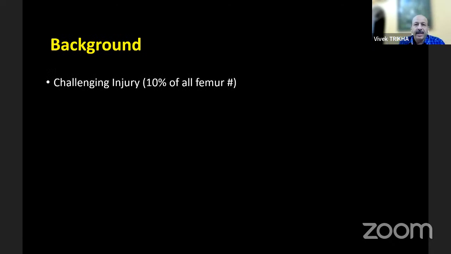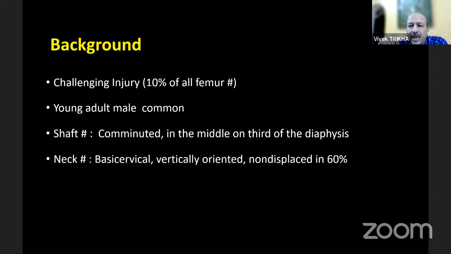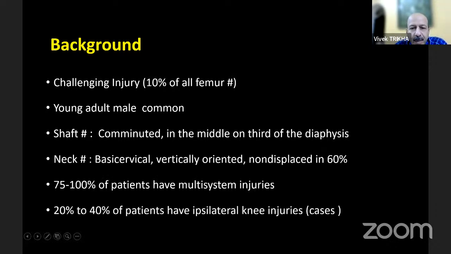It's a challenging fracture. 10% of all femur fractures involve the neck femur or the proximal hip. Young adult males are common. One thing to note is the shaft fracture is comminuted in the middle third of the diaphysis, whereas the neck fractures are basicervical, usually vertically oriented. If you look at their Pauwels angle, it will be more than 100 degrees if you really want to calculate. But the better part is that most of them are non-displaced. And really, many a times, you nearly have to look for them while dealing with them.